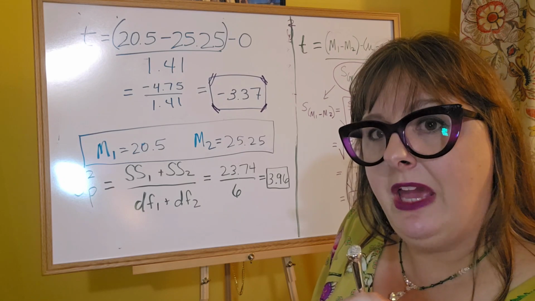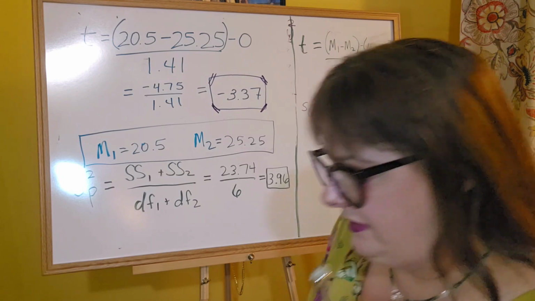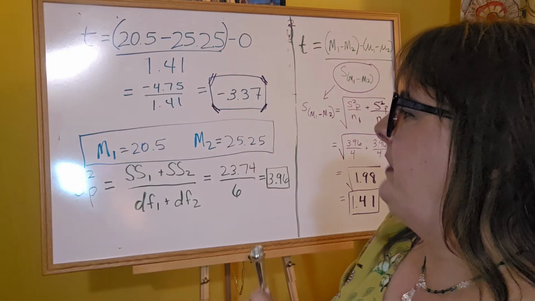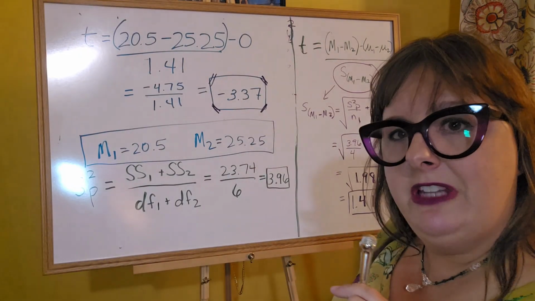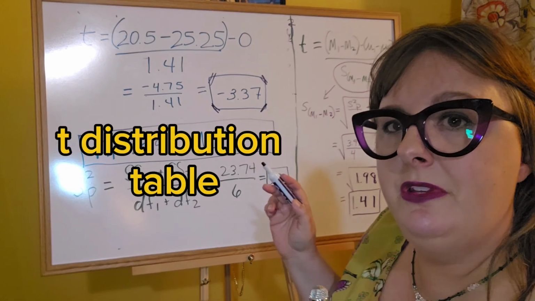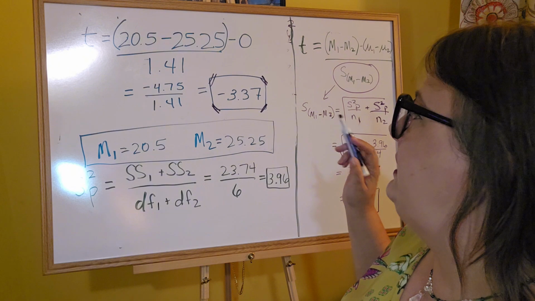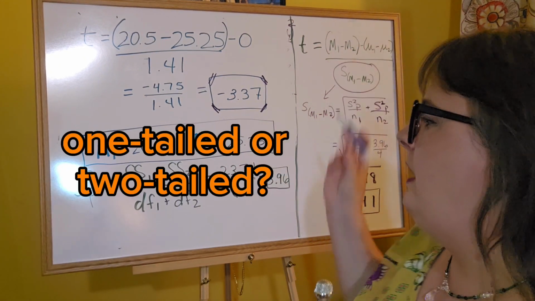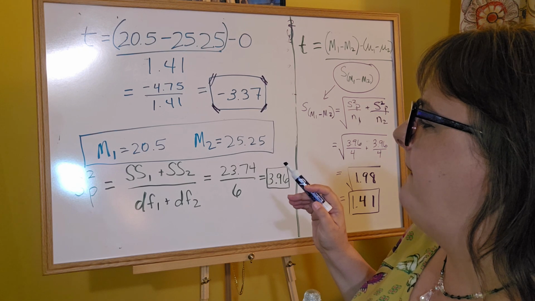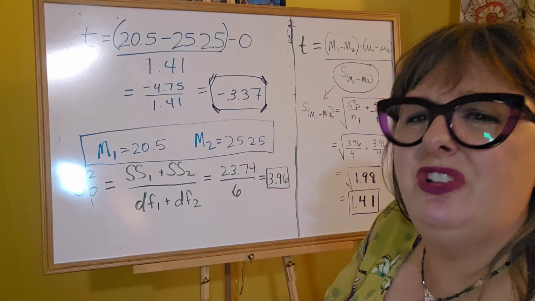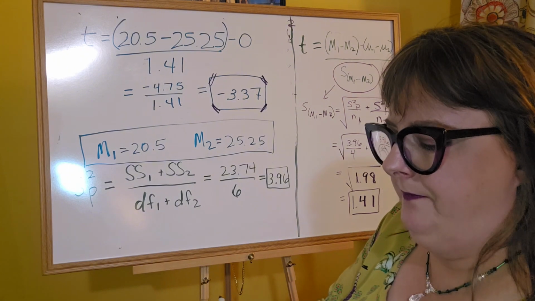Now, before we do that, we need to know some things. Let's see, what would be a good color to use? I'll pick blue. Blue's nice. It's nice and dark. All right. So when we look things up in the t-distribution table, we need to know, first of all, if we're doing a one-tailed test or a two-tailed test. Did we specify whether one group was going to be higher or lower, or did we just say they would be different?